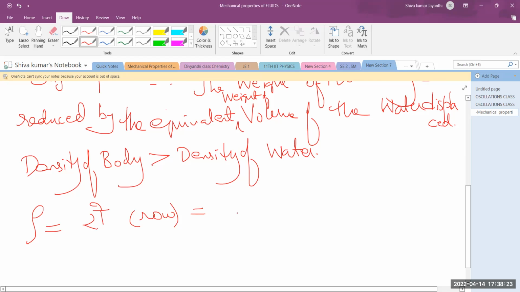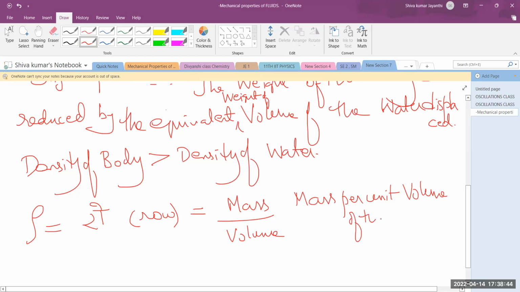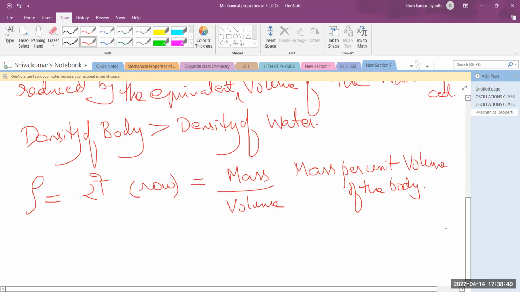Density rho is given by mass of the body by volume. It is defined as what? Mass per unit volume. Density is defined as mass per unit volume of the body. So now these are very important that you should know about density and you should know about pressure.